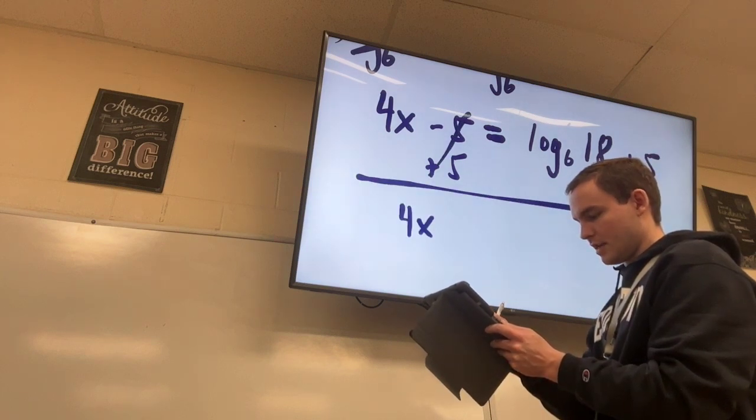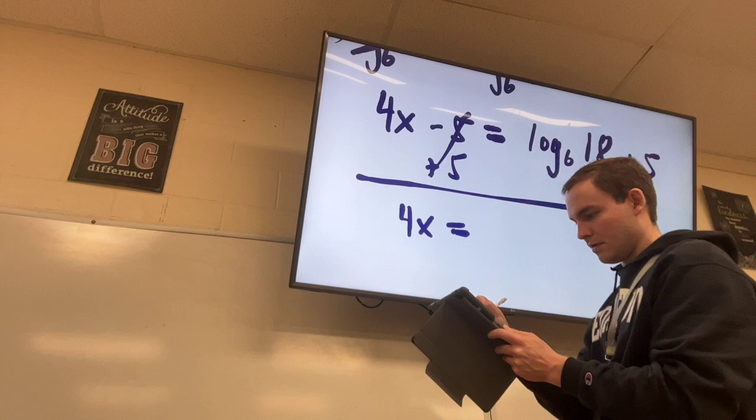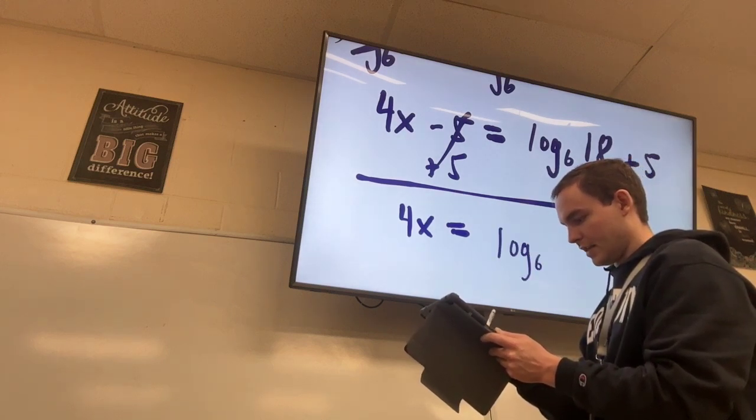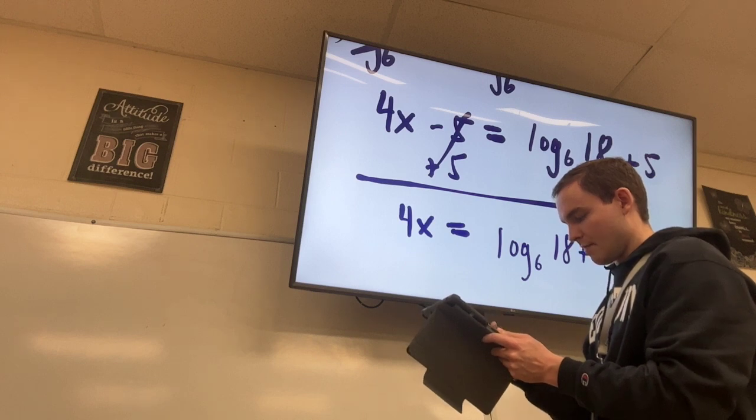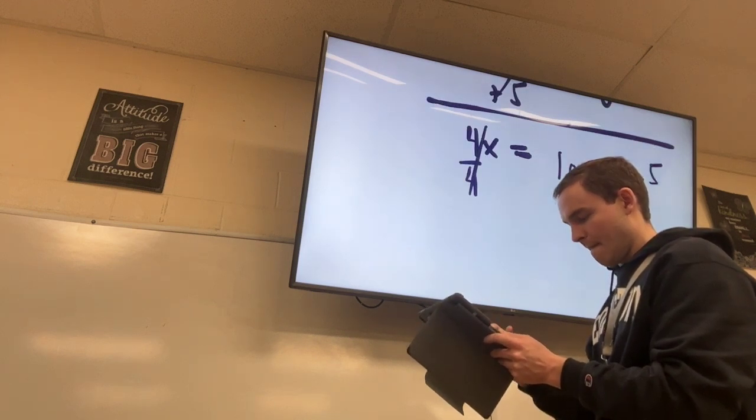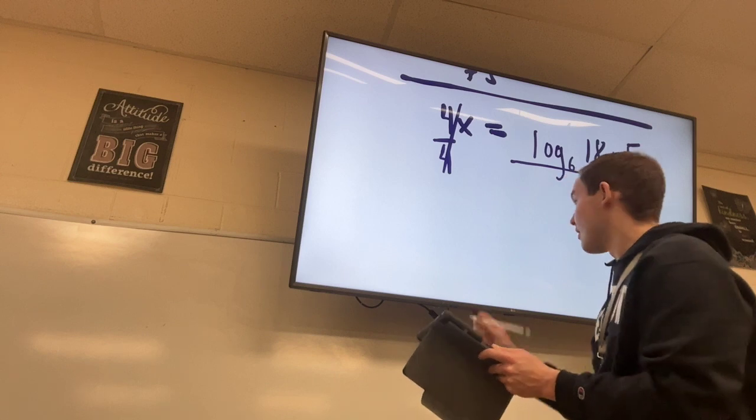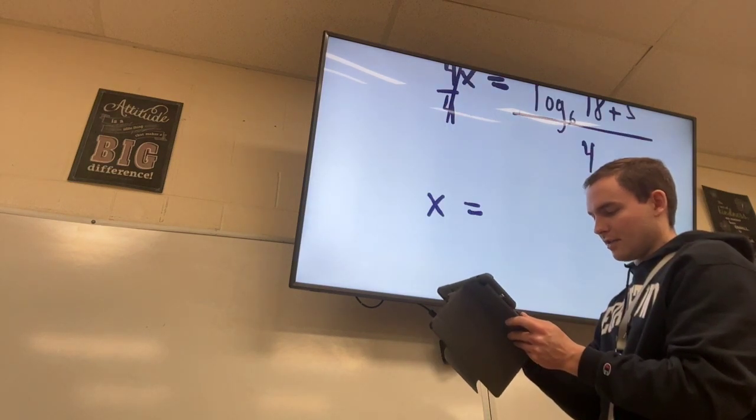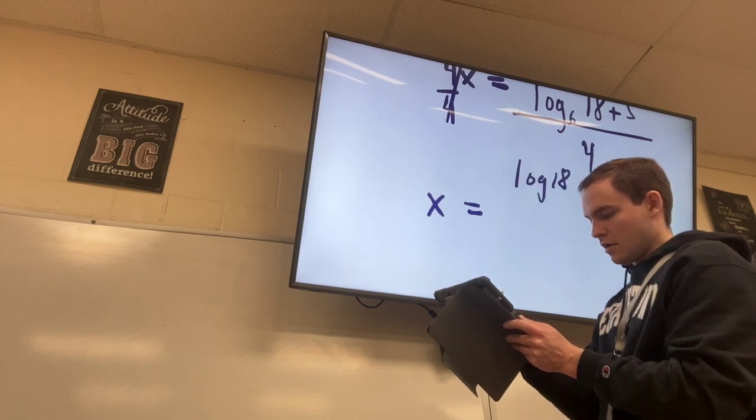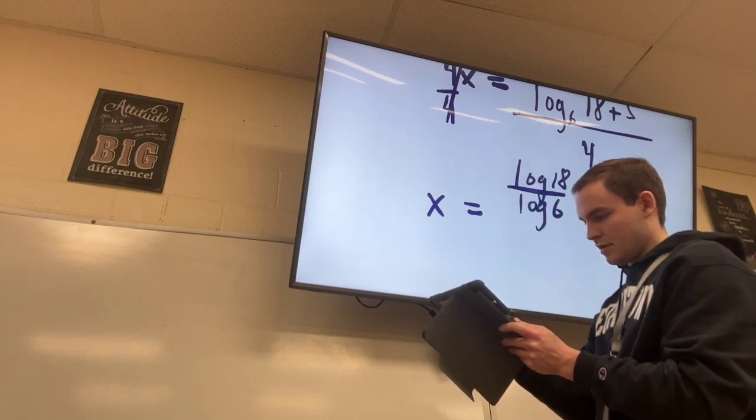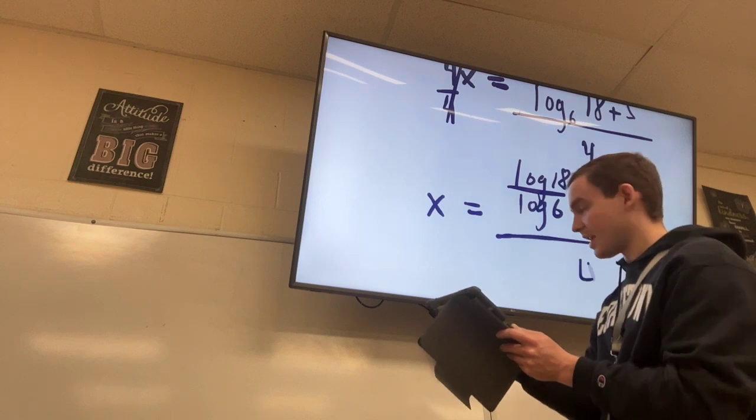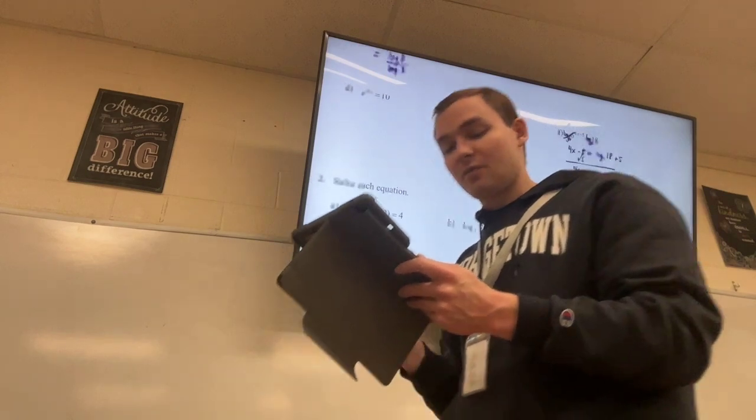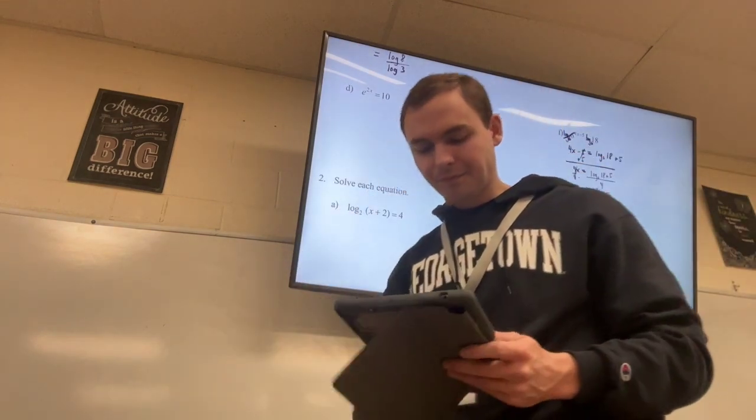You get 4x equals log base 6 of 18 plus 5, divide by 4. Okay, divide by 4. Right, and then rewrite this in your calculator as log, just regular log 18 over log 6 plus 5 divided by 4. You can put that in your calculator. That'll give you the correct answer for x, okay? So that's something we really struggled with, okay?